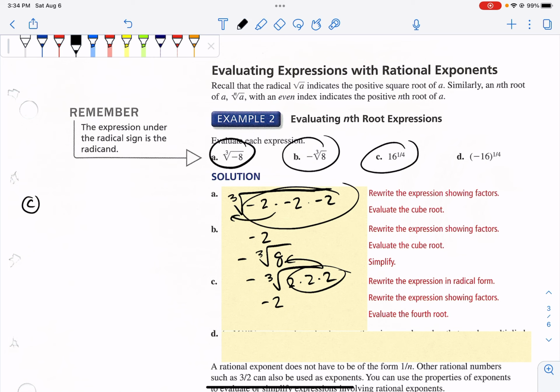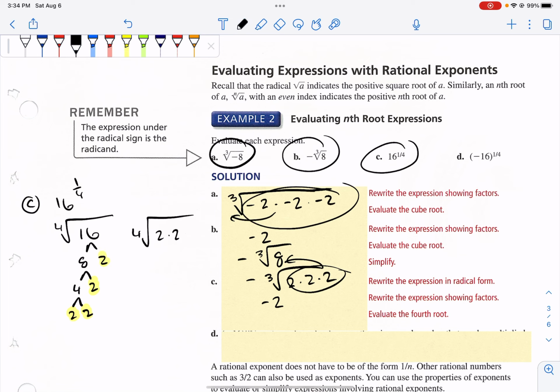This is part C. So 16 to the 1/4 is the same thing as the 4 goes out front, the 16 stays on the inside. Simple, simple. 16 breaks up into 2 times 2 times 2 times 2. Okay, maybe I should do that slow because this is an example. 8 times 2 is 16. 8 is 4 times 2. 4 is 2 times 2. So I have 1, 2, 3, 4 2's. So the 4th root of 2 times 2 times 2 times 2, all 4 of those can come outside and they turn into one number 2.